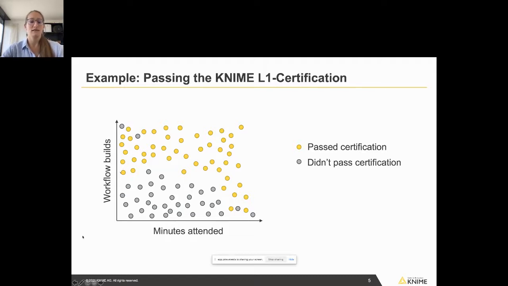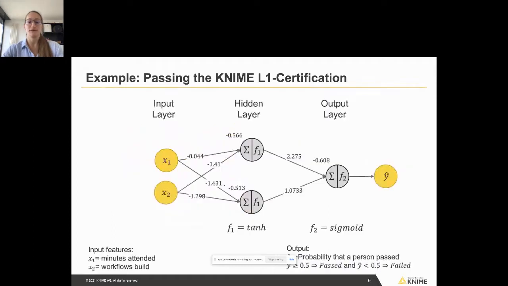You can see this data visualized here in the scatter plot. Now the data scientist uses this data to train a feed-forward neural network to predict whether I'm going to pass this NIME certification or not. What kind of network architecture could the data scientist use? We have two inputs, the minutes attended and how many workflows a person has built. So the data scientist probably decides to use an input layer with two neurons. Then one hidden layer with activation function tanh and two neurons, and then an output layer with just one output neuron.